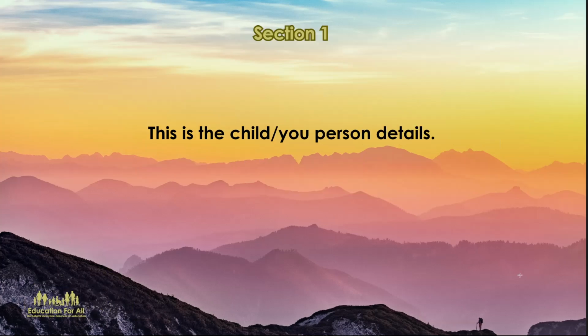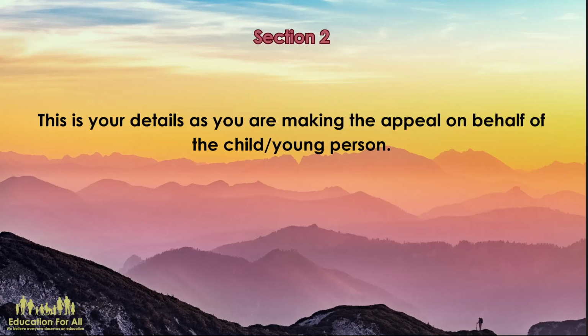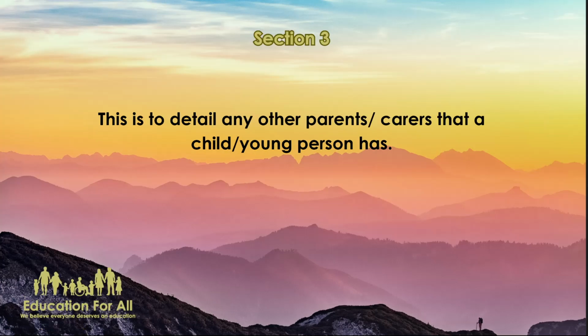So section 1 is the details of the child, so name, date of birth, male, female, prefer not to say, etc. Section 2 is the details of you as the person making the appeal. Quite often it's the parents that are making their appeal, but if it's the young person it would be the young person's details, but more often than not at this part it would be your details because you're making the appeal on behalf of the child or young person.